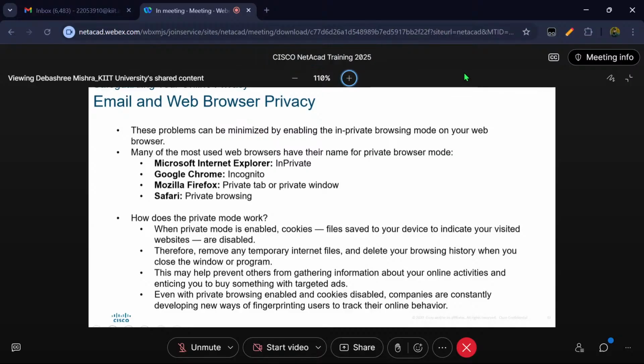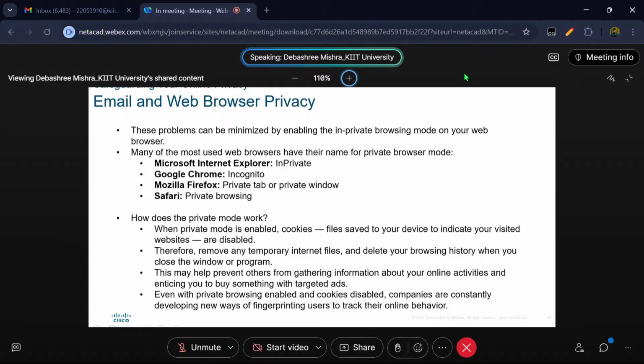When private mode is enabled, what will happen to the cookies? The files that you have saved to your devices indicate what sites you have visited. When you put it on private mode, it will not check your cookies, or the websites you have already visited or saved. That will be disabled, meaning the tracking and the registry maintained will be disconnected.